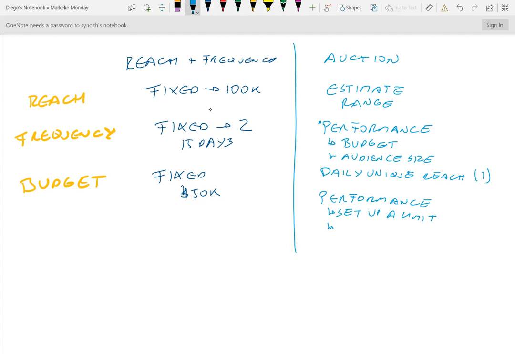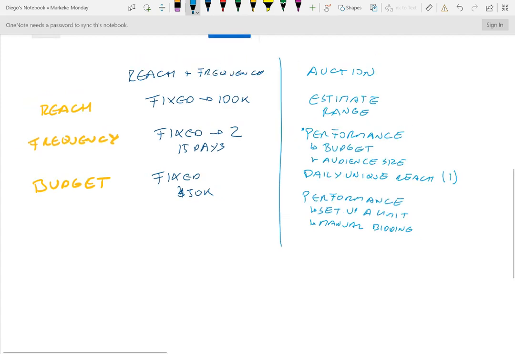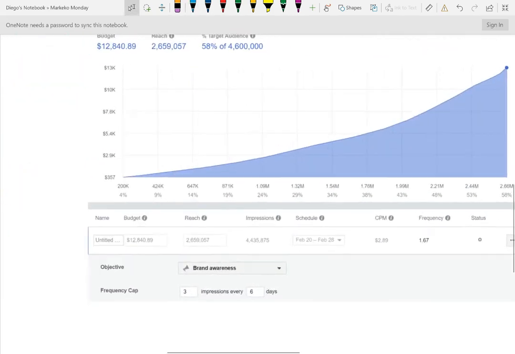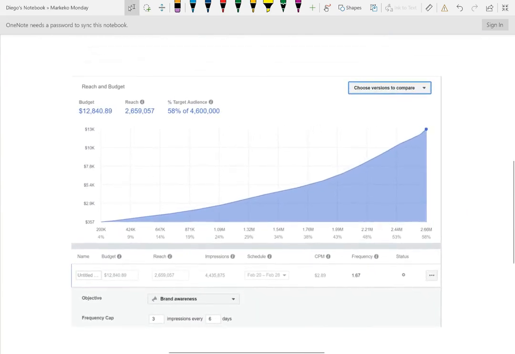So I can set up manual bidding. And with experience, you might be able to know your budget, but I can't really fix it. Like, I can't really know for sure how much money I'm going to spend. With reach and frequency, I can. And so what you want to know really is those 3 differences: reach, frequency, and budget. With reach and frequency, I can fix all of them. With auction, I can't.